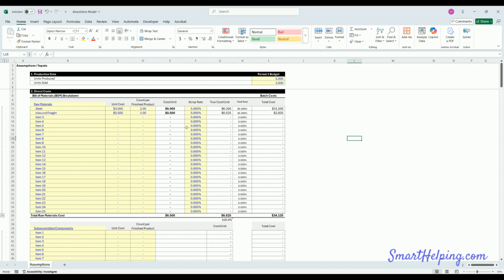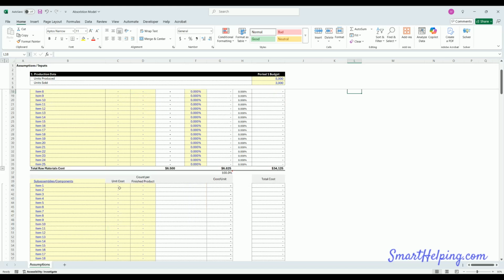Okay, so let's move on to the next section. We have sub-assemblies. So let's say we have one item that is $25 a unit, maybe another item that's $10 a unit, and we need 3 of these and 2 of these. So per unit, $75, $20 a unit. Total cost at 5,000 units produced, $375,000 and $100,000 respectively.